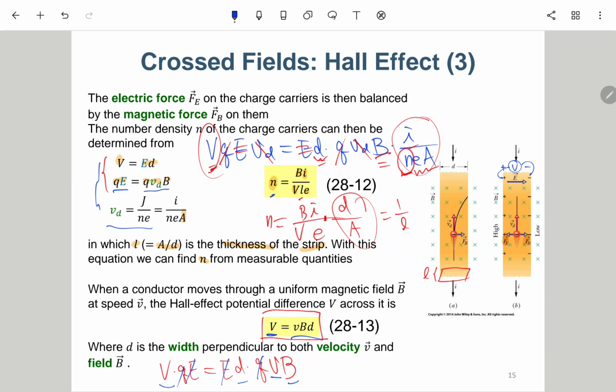So this will be the Hall effect potential difference: the velocity of the carrier multiplied by the B field multiplied by the width of the strip.